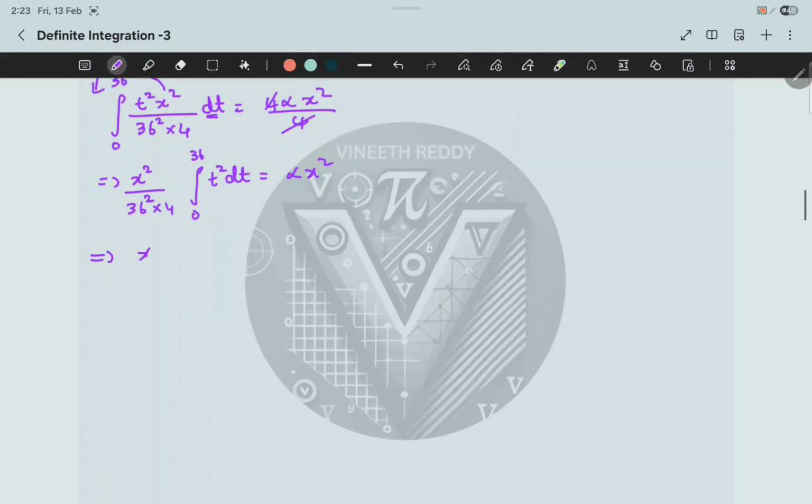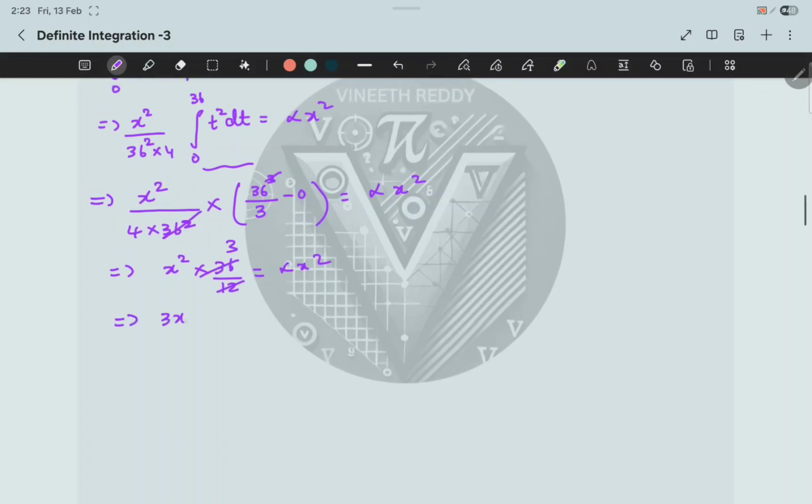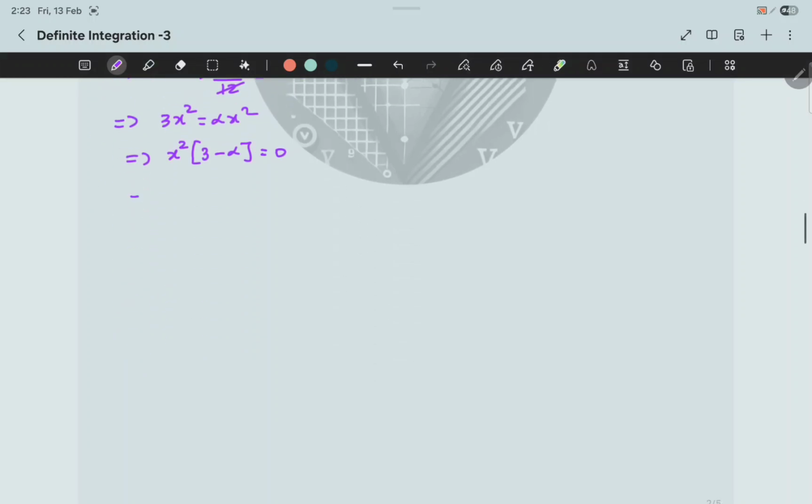Now we can comfortably integrate this, with x square by 4 into 36 square. So this becomes t cube divided by 3, right? So ultimately it becomes 36 cube divided by 3 minus 0 if I replace the upper and lower limit for the integration, and that should be equal to alpha x square. So 36 square and cube get cancelled. Ultimately what remains is x square into 36 by 12 equals alpha x square. So we have 3x square equals alpha x square. Now let me bring all the terms to the left hand side. We get x square into (3 minus alpha) equals 0. That means either x equals 0 or alpha equals 3, right?